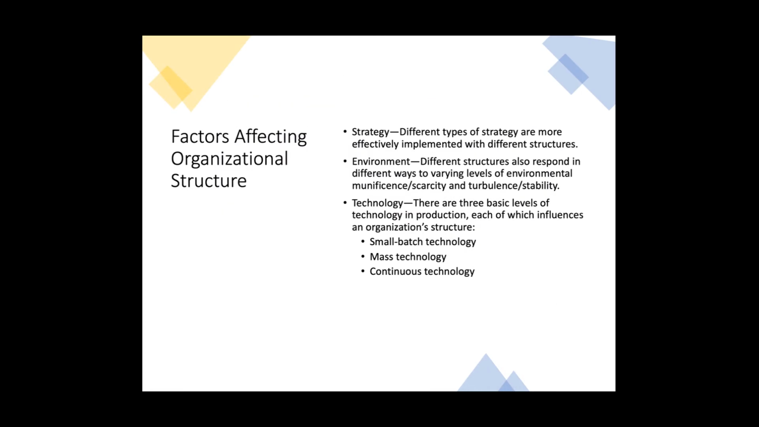Now, what are some other factors affecting your choice of organizational structure? The type of strategy you're trying to bring to the marketplace, and how well is it aligned with the external environment. As you can see there, the second bullet point, different structures respond in different ways to various levels of environmental munificence and scarcity. We'll talk about that in just a second. You may not be familiar with that term. And turbulence or stability. And then finally, what technology is available to you and what you put in place also influences what makes the most sense in terms of an outside structure.